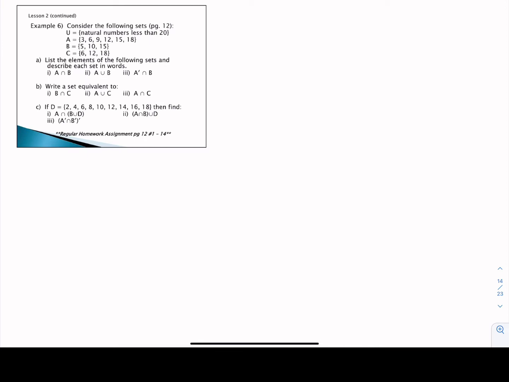So let's look at a couple of examples with this new notation for intersections and unions. Example 6 at the top of your slide is actually from page 12 in your workbook, so you can follow along there if you like. What we're describing here are 4 different sets. The first is the universal set, so again, the universal set is where we're going to draw all other subsets from.